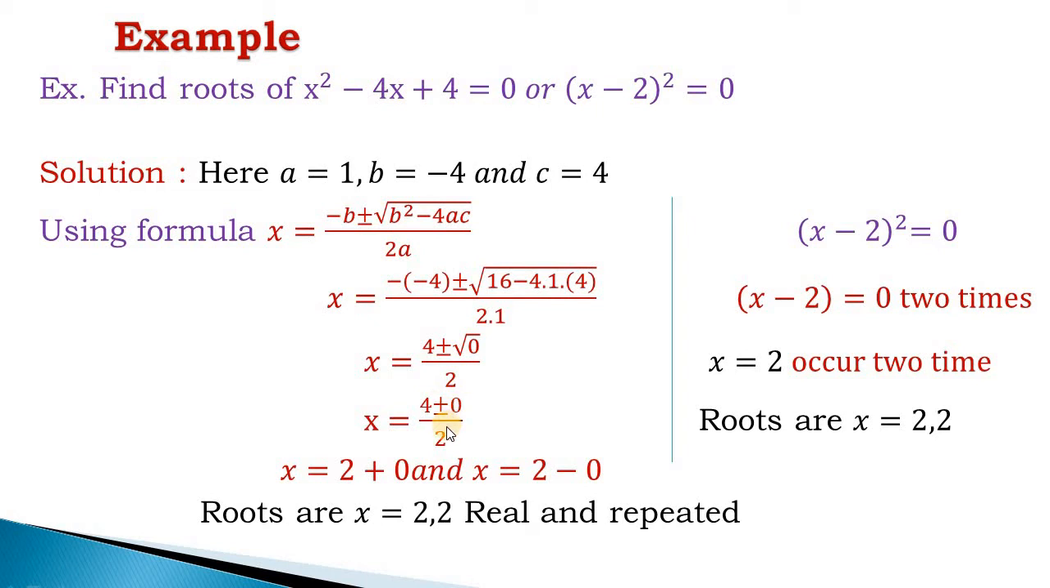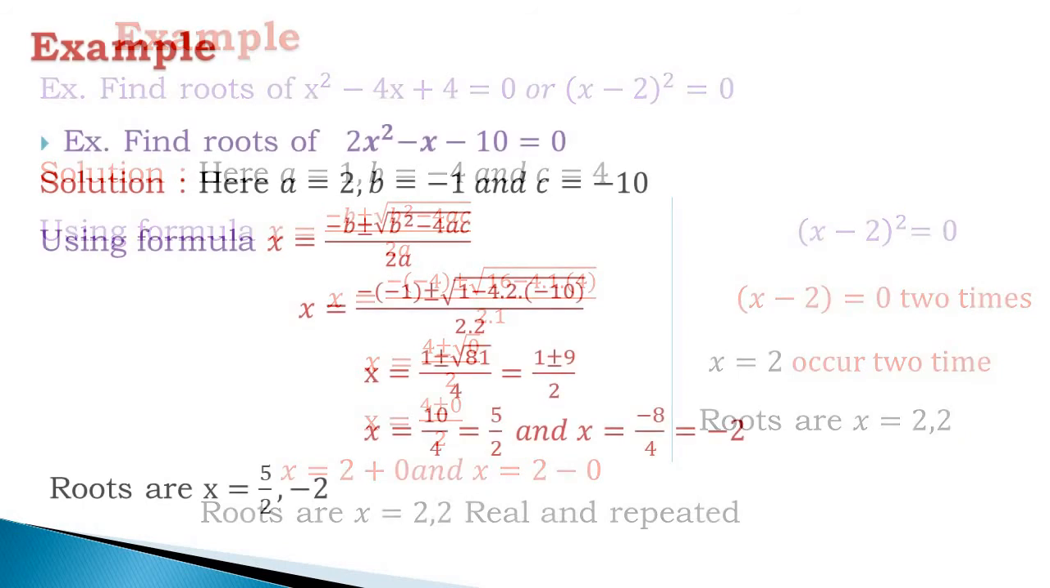So 4 plus 0 by 2 means 2. 4 minus 0 by 2 is 2. So here we are getting 2 as a repeated root when delta is 0. Another way, this is the expansion of the bracket x minus 2 square is 0. So the factor is x minus 2 that occurs 2 times. So the roots are x is equal to 2. So anyway, you get the same roots.